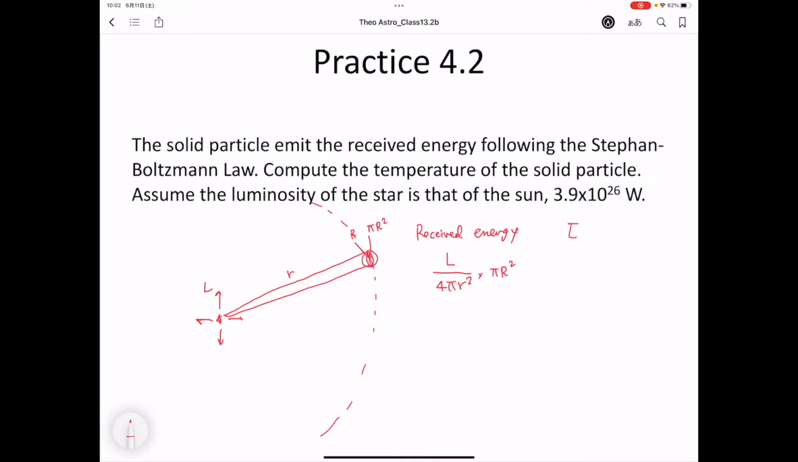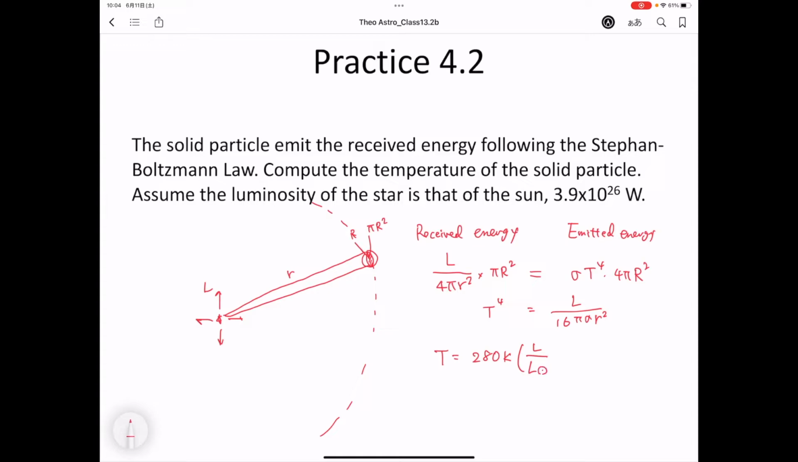Then emitted energies from the surface of a solid particle can be calculated using the Stephan Boltzmann laws, sigma T to the fourth. This is the emitted energy per unit areas. Multiply the surface area of a solid particle, 4 pi r squared. Then received energies have to be balanced with the emitted energies. So this means T to the fourth is equal to L over 16 pi sigma r squared. Then from this equation, if you substitute the luminosity of the suns and r is equal to 1 AU, then T can be calculated, 280 kelvins.